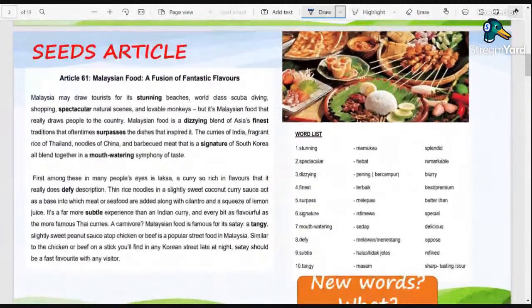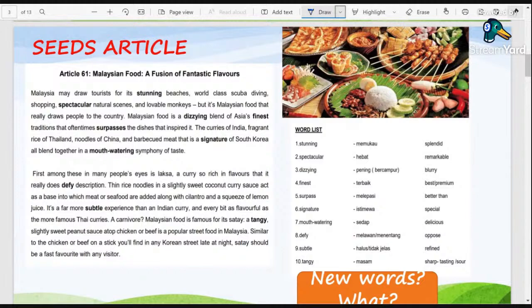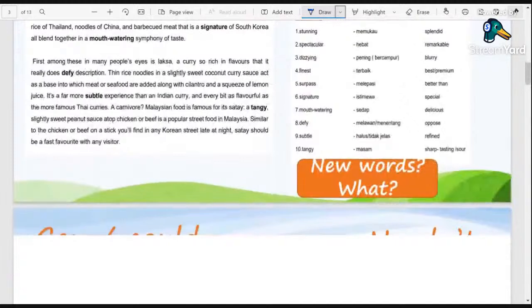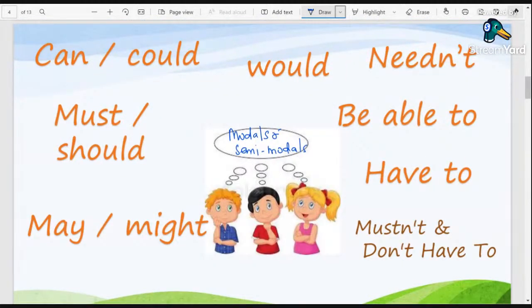Okay, so the first thing is this article. I want you to read it on your own during your own free time later on. It's a nice topic, Malaysian food, a fusion of fantastic flavors. Okay, so let's get to the actual topic. So these are some examples of modals and semi-modals. As you can see, we have the words can, could, must, should, may, might, would, needn't, ataupun need not, be able to, have to, mustn't or must not, don't have to, ataupun do not have to. So these are the examples.